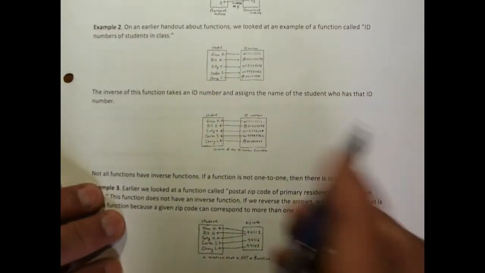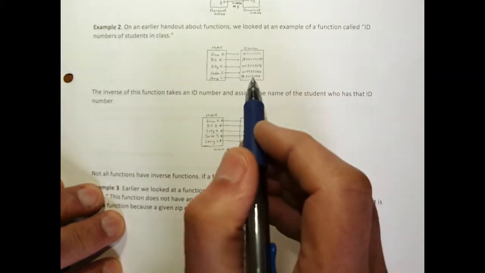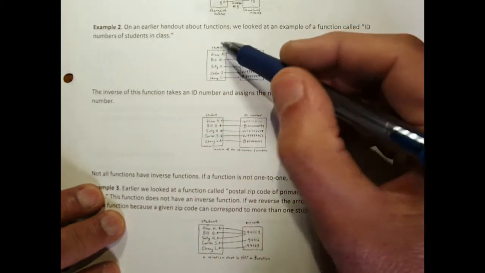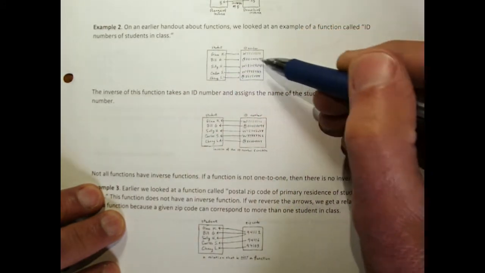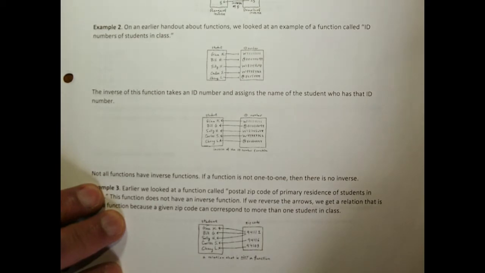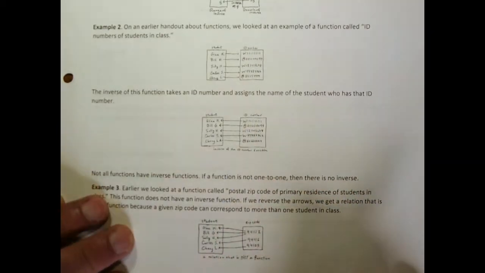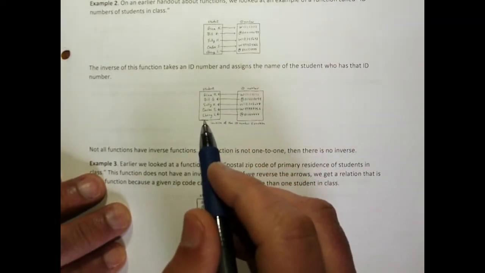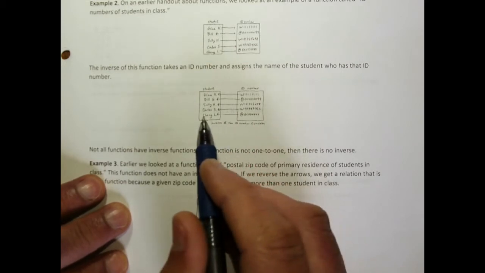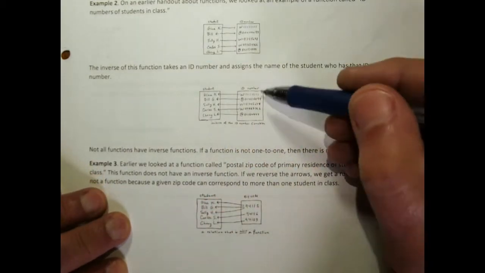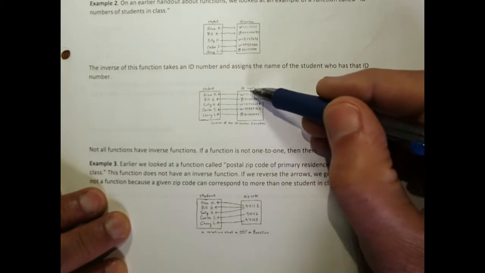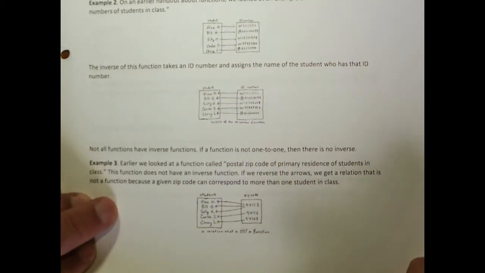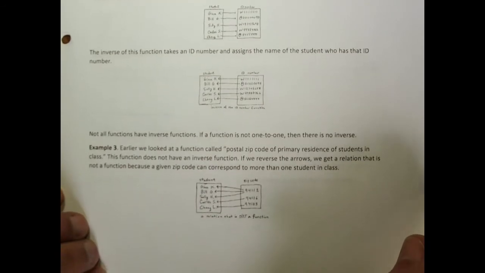An example we looked at earlier had to do with ID numbers of students. Every student has an ID number. So student names were in the domain, ID numbers were in the range of that function. If we change the direction of the arrows, we can say to every ID number there corresponds a student name. It's kind of the same information, we're just changing the direction of the relationship. We'd say that ID numbers are our domain values or inputs for the inverse, and the student names are our outputs or range values for the inverse.